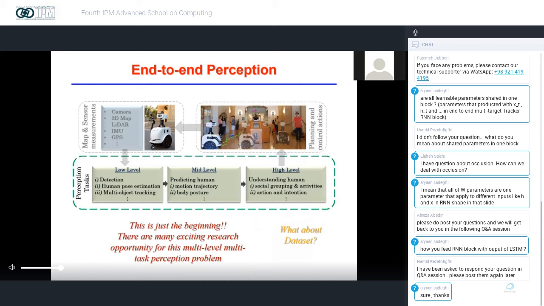For detection, we have the Pascal VOC or COCO datasets. For multi-object tracking, we have the MOT Challenge. For pose, we have PoseTrack. And for activity, we have different datasets. We cannot really train all of them together across different datasets. If we want to train things end to end, we need a dataset which has unified annotation.